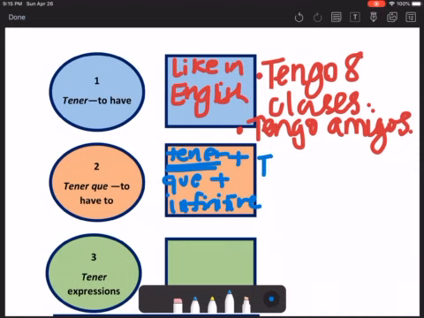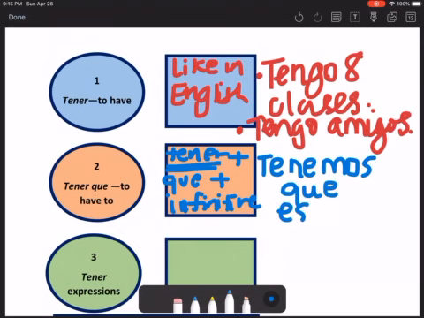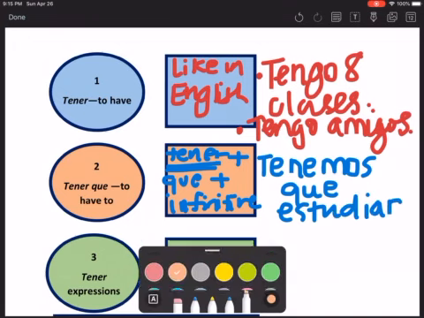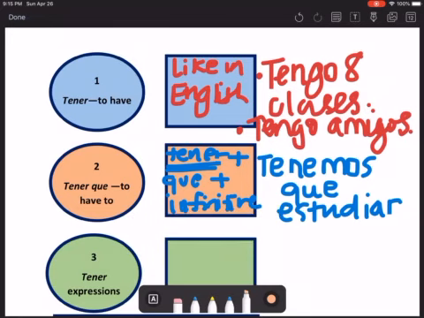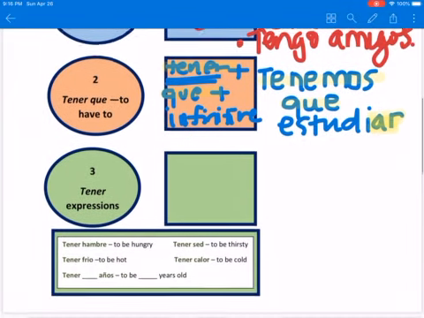Nosotros tenemos que estudiar. So here we have tenemos conjugated with tener. We have the que, and then the infinitive of estudiar, which means it ends in AR, ER, or IR, because we're not conjugating it. We have to study. We're not saying we have to, we study. Okay, those should be a complete review for you.